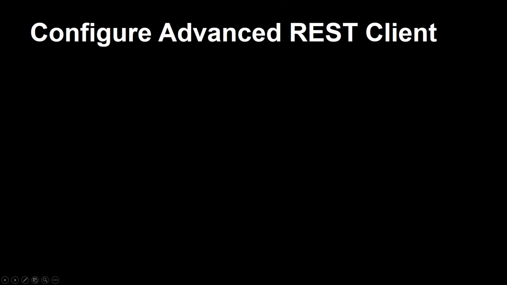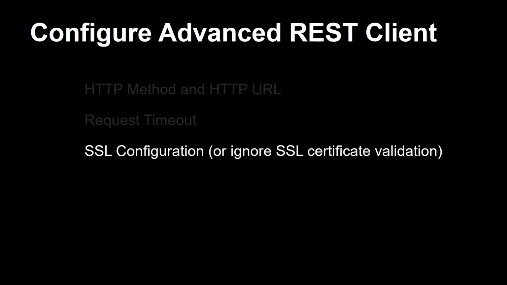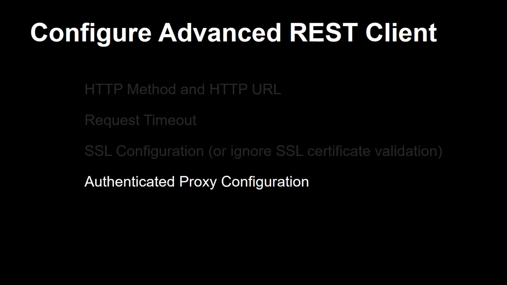You can configure the advanced REST client with the following options. Select an HTTP method and provide the HTTP URL for the RESTful services. Provide the request timeout to connect with the remote host. Provide the SSL authentication configuration, or there is an option to ignore the SSL certificate validation. You can provide an authenticated proxy configuration.